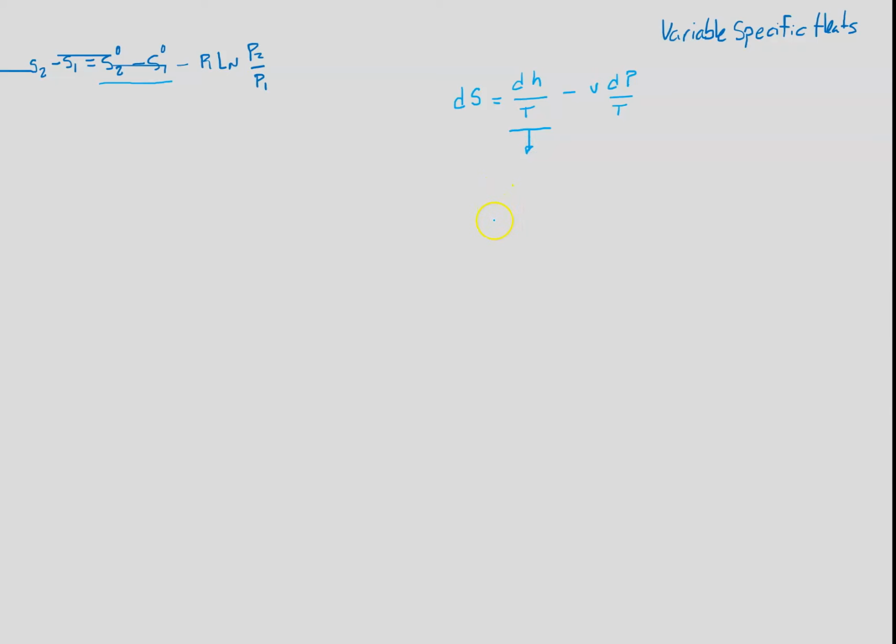So this dh will be Cp, and since we have variable specific heats, it's a function of temperature, times dT, everything divided by T. So when we integrate, we want to integrate from state 1 to 2, right? We can also do this as two integrals. Now, this 0, we're going to call it the reference state. And since it's a reference, it's arbitrary, and it's arbitrary because when we integrate, it vanishes.